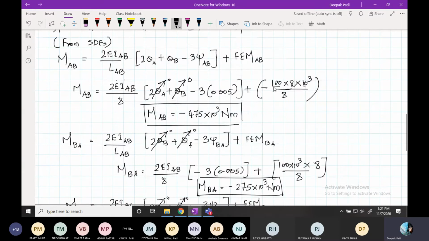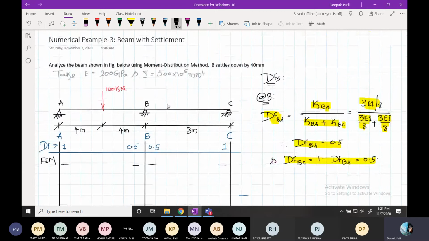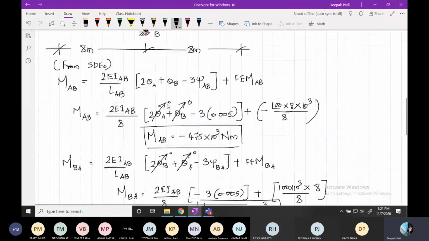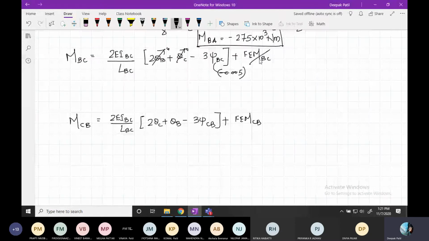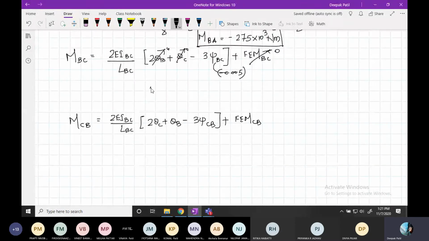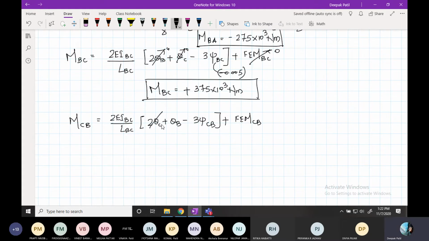And fixed moment BC, what will be fixed moment BC? Can anybody tell me? What will be the value of fixed end moment BC? 0, because no load is acting on that. So this will also be 0. If you substitute the values of E and I properly, you will get the value of MBC. So MBC I'm getting plus 375 into 10 raised to 3 Newton meters. And here also 0, 0 and 0.